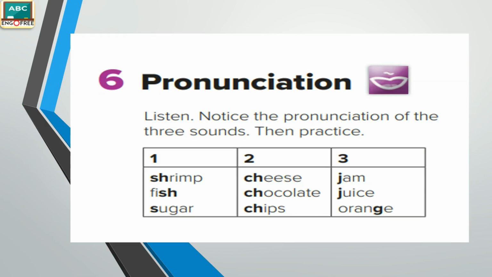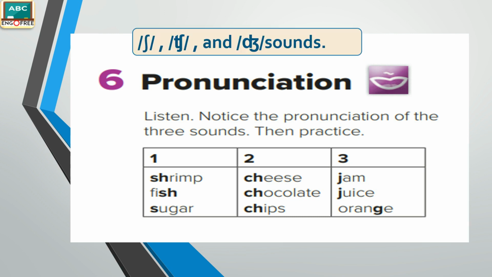Number 6, pronunciation. Listen, notice the pronunciation of the three sounds, then practice. Now we're going to hear the three sounds, sha, cha, and ja. Pronunciation. Listen. Notice the pronunciation of the three sounds. Then practice.